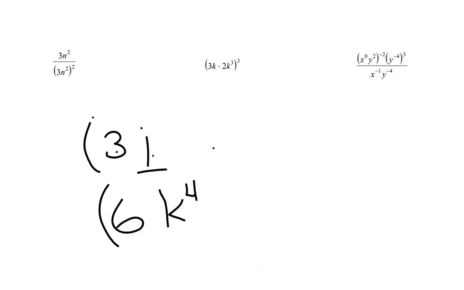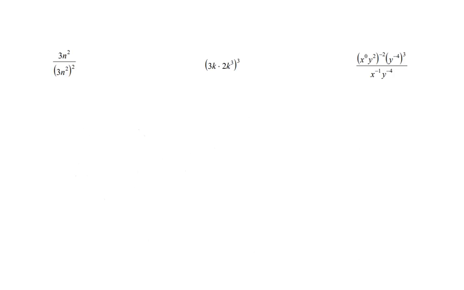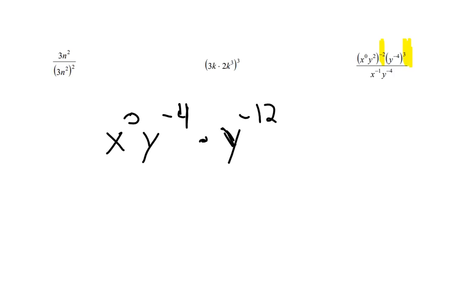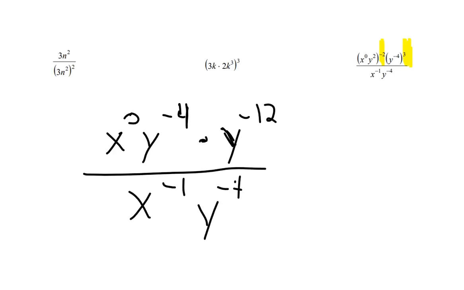And my final example. This one looks like a mess, but it's really not that bad. First thing I'm going to do, I'm going to distribute all of my powers to a power. So I'm going to distribute my -2 here and my 3 here. If I distribute those, I'm going to have x to the 0 times -2, which is still 0. y squared times -2 gives me y to the -4th. Then I have that times y to the -4th to the third power, which gives me y to the -12th, all over x to the -1st, y to the -4th.